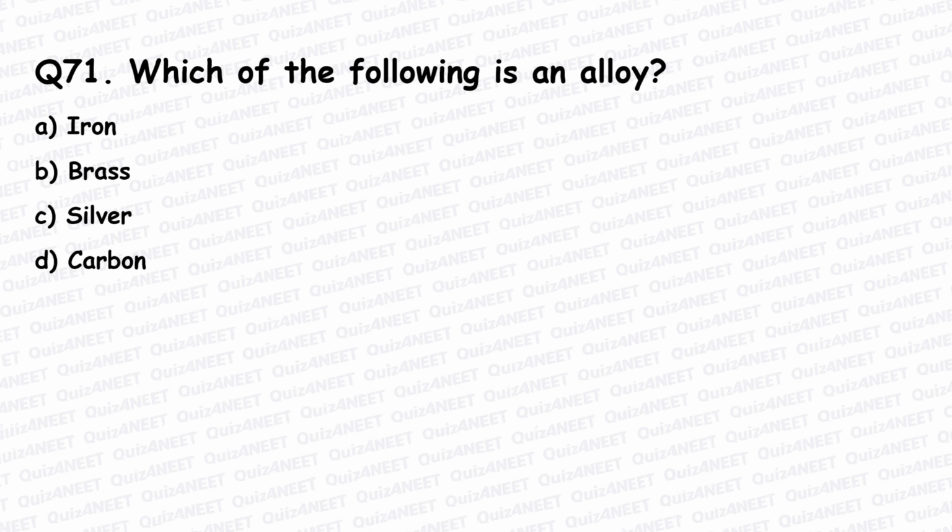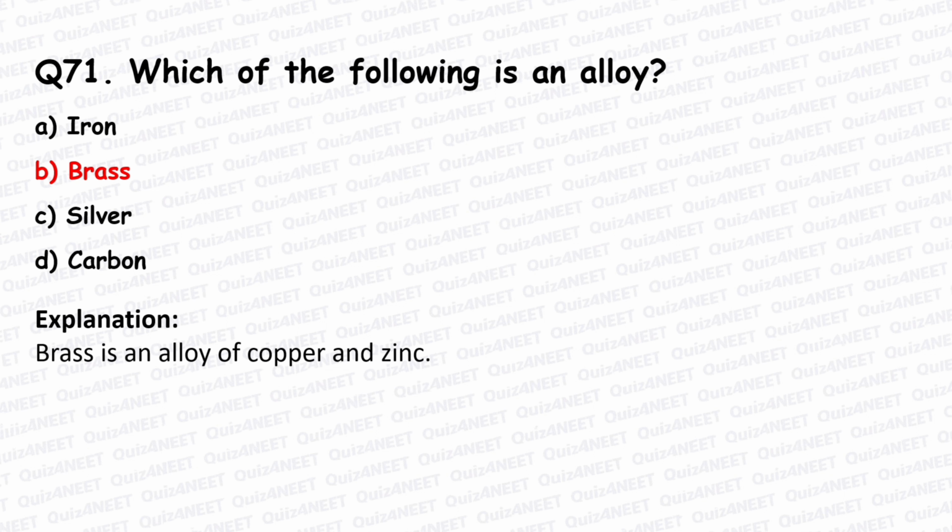Q71. Which of the following is an alloy? A. Iron, B. Brass, C. Silver, D. Carbon. Answer. Brass. Explanation. Brass is an alloy of copper and zinc.